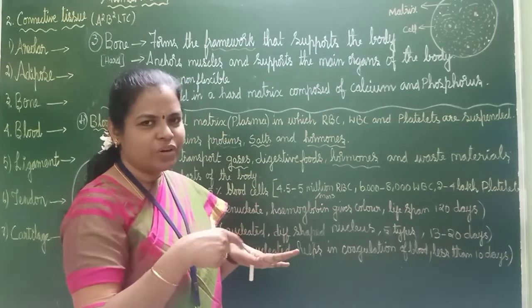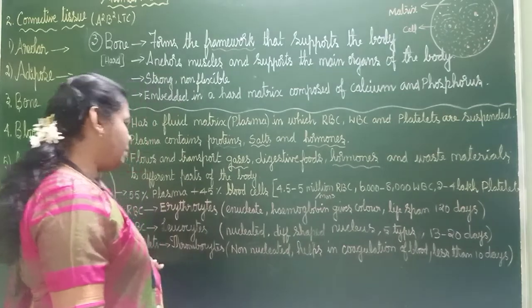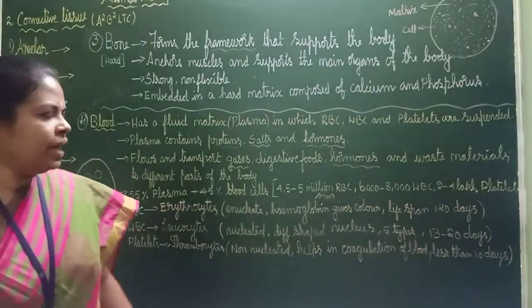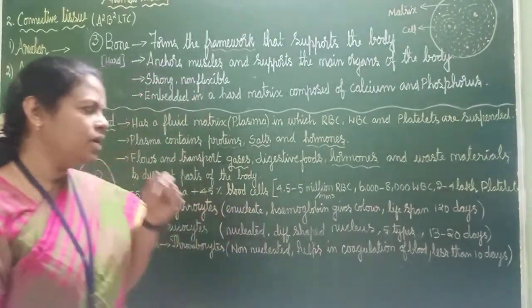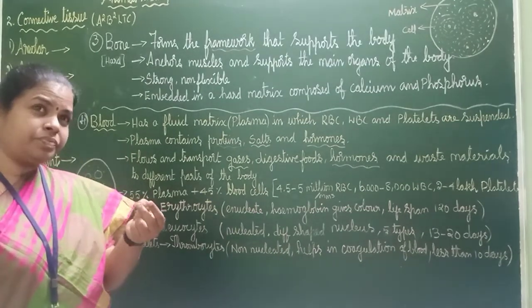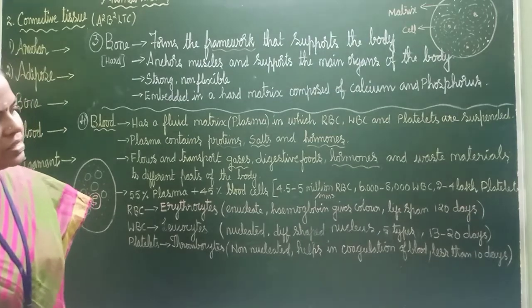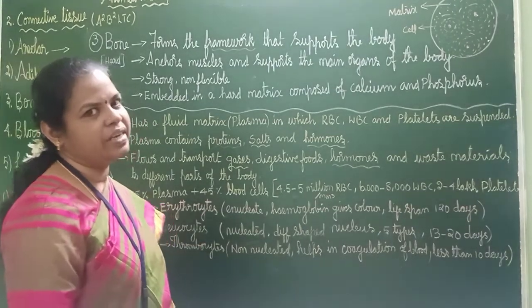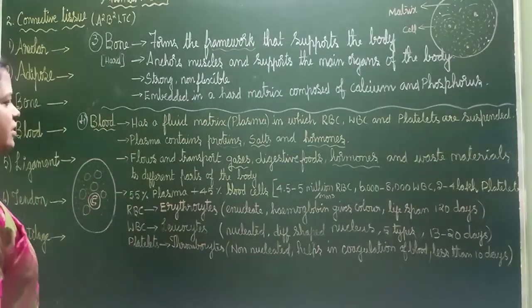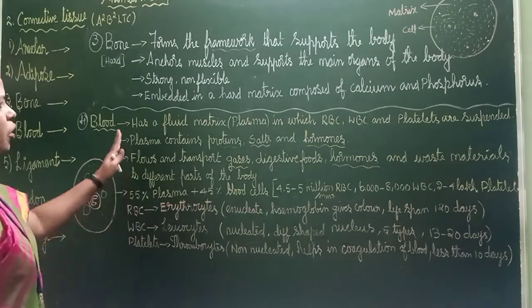But who will do that work inside? It is platelets. It helps in coagulation of the blood and it will form fibrinogen, one net-like thing will be formed. And this lifespan is less than 10 days. It will live only for less than 10 days. So this is about blood.